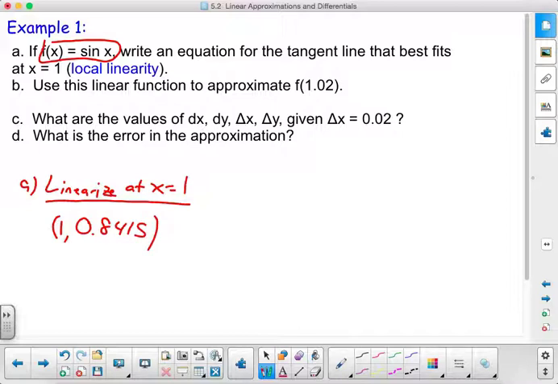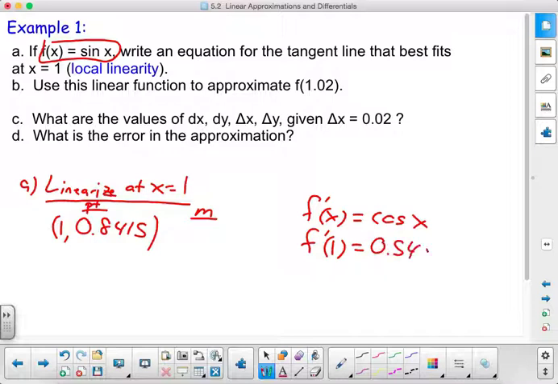What else do I still need to know though? That's my point. I need to also know my slope, right? How do I find slope? Derive it and plug in x. What's x again? 1. So what's the derivative of sine? So what's the derivative at 1? What's cosine of 1? So what's my slope going to be? So could you write now from here an equation of a line?